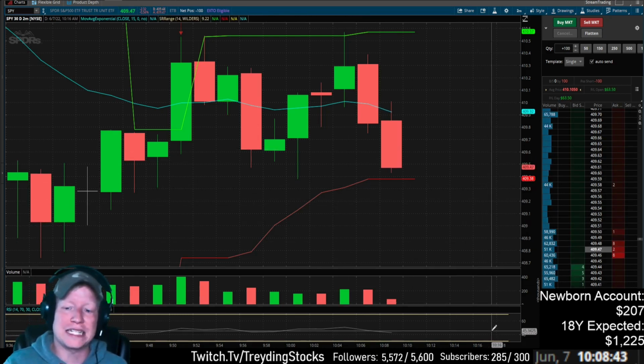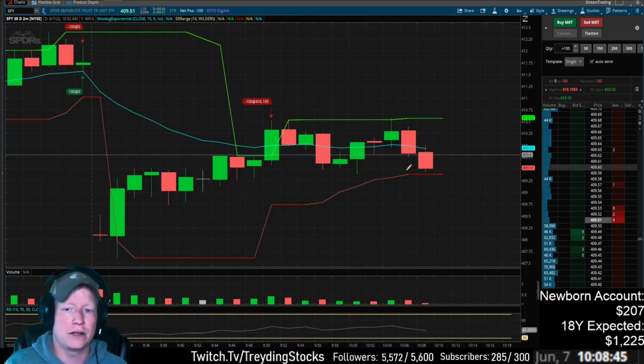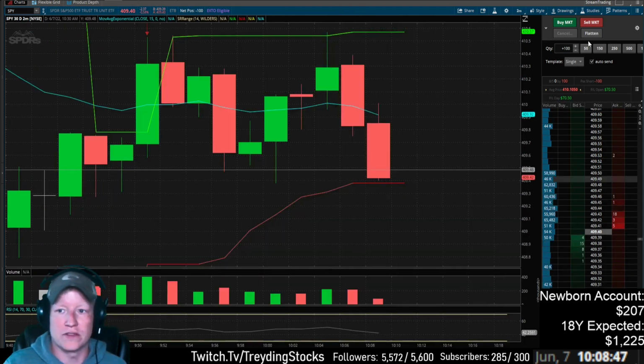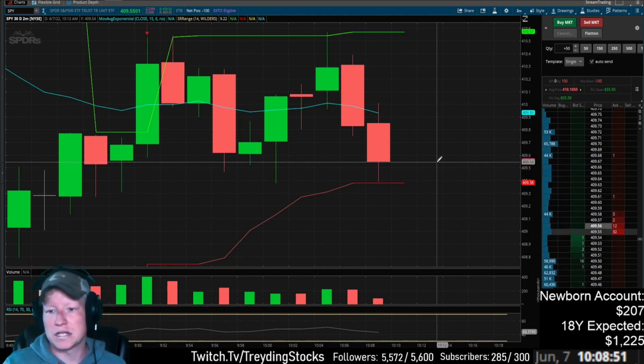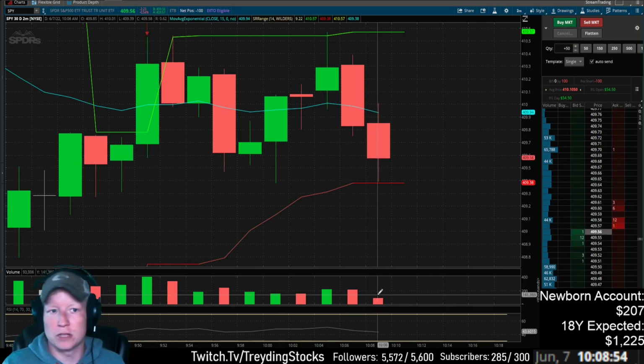Here we go. We're up $65 and testing the red line down. I actually don't love this volume. Considered covering half there because I don't love this volume. The volume's really light.